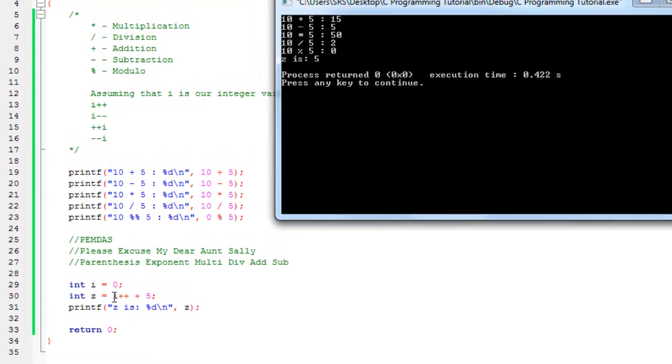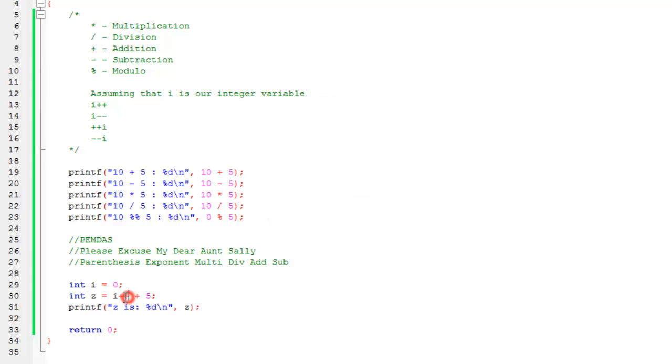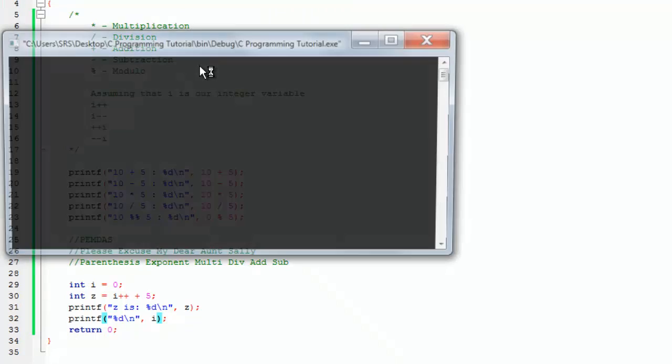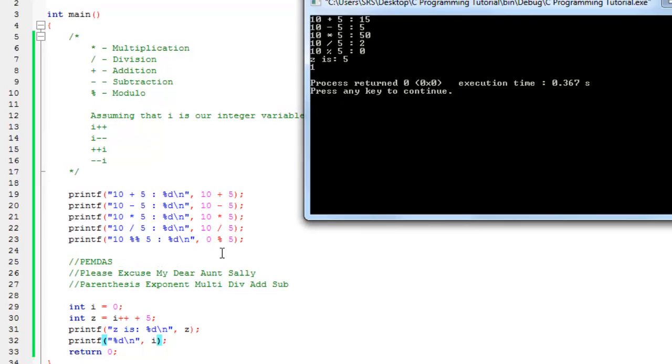So how did that happen? Well, we get 0 plus 5. It seems like this didn't do anything, or it didn't do its job. Well, actually it did, right? So if we were to print %d \n, if we were to print i here, we should get i is equal to 1. Let's check this out. Bam. Basically what happened was i is equal to 0, and we did 0 plus 5, and z is equal to 5. This plus plus didn't happen until after the equal sign.